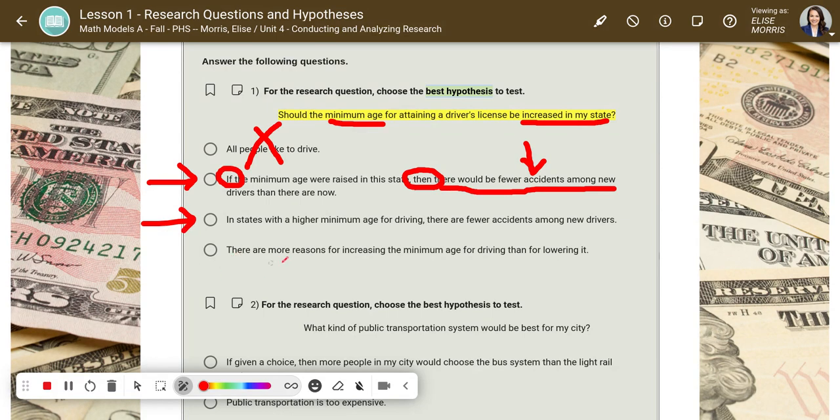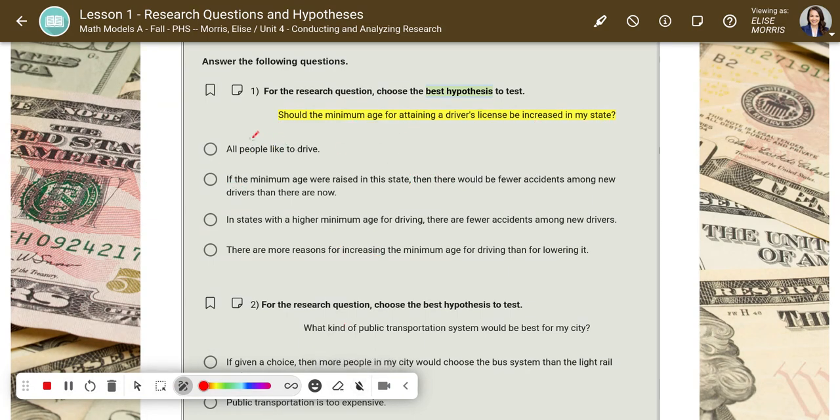Let's look. There are more reasons for increasing the minimum age for driving than for lowering it. Okay, that's like a persuasive. No. That's like trying to persuade somebody. We need a hypothesis that's specific and testable and related to this. So let's look at them again. Let me erase my new tools. Okay. This one's out.